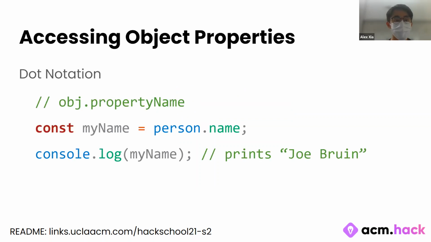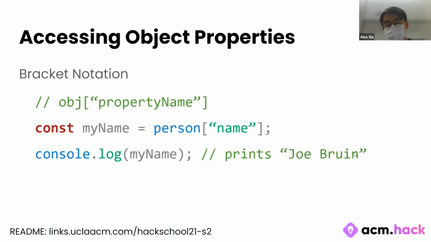Okay, cool. So how do we access an object's properties? We defined a person, and we want to access that person's name. We can do this in two ways. One of these is the dot notation. We can access Joe Bruin's name using person.name. When we console.log myName, it prints out Joe Bruin.